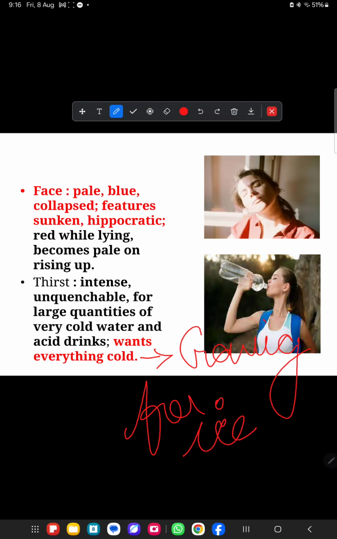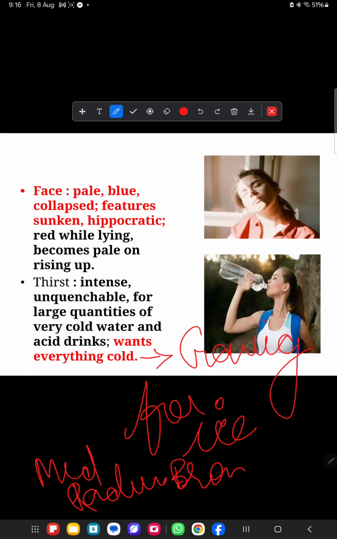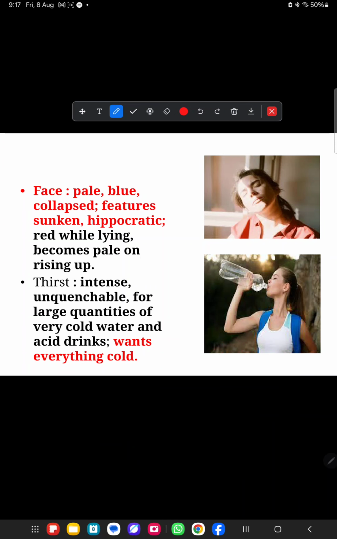Medorinum. Yes, very good, Amit. Medorinum, and one more is there. Radium bromatum. Phosphorus. Yes, very good. Radium bromatum and Medorinum, these are the two medicines where there is a craving for ice. If you are saying phosphorus, with phosphorus we can think of desire for cold things. But especially if there is a craving for ice, only two medicines we have to keep in mind: Medorinum and Radium bromatum. Okay.